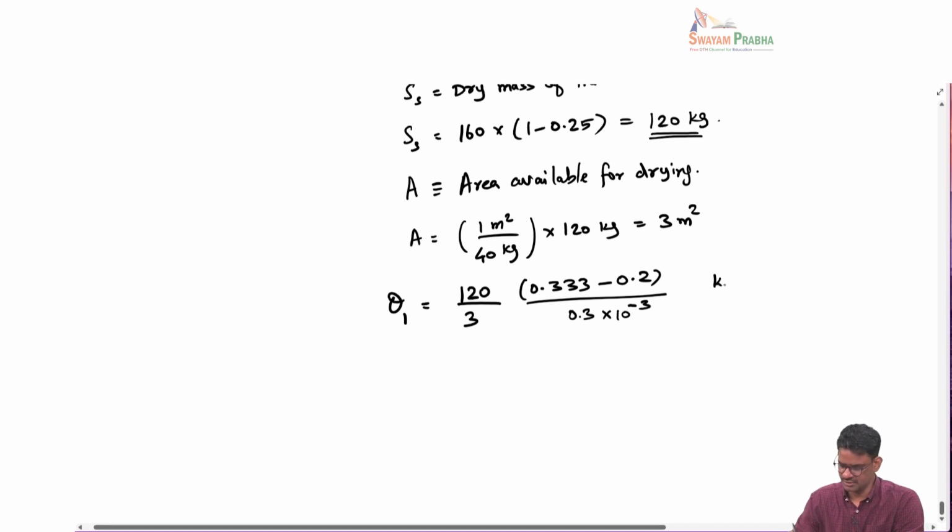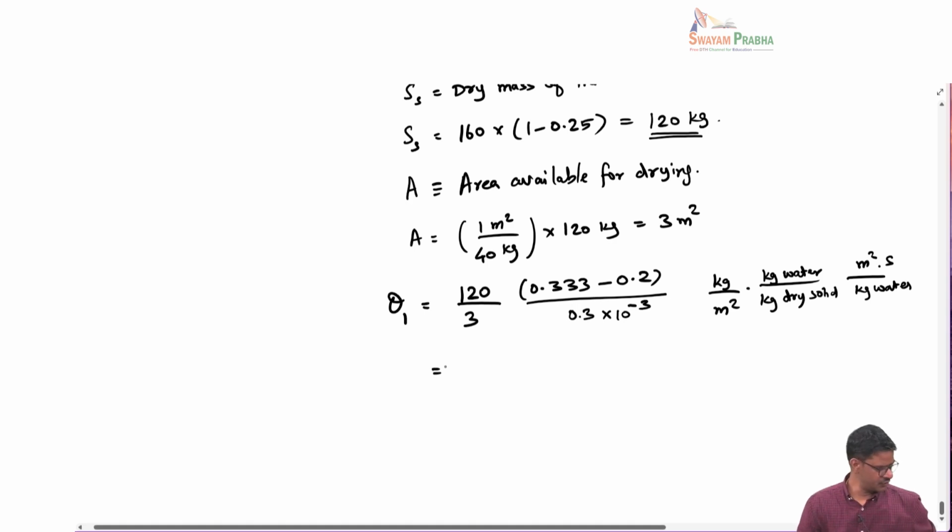So, the units are this: this is kilogram, this is meter square, this is kg water by kg dry solid, and this is kg water over meter square second. And so here you will see that if you substitute all these things, you will get 17,733 in the units of second.